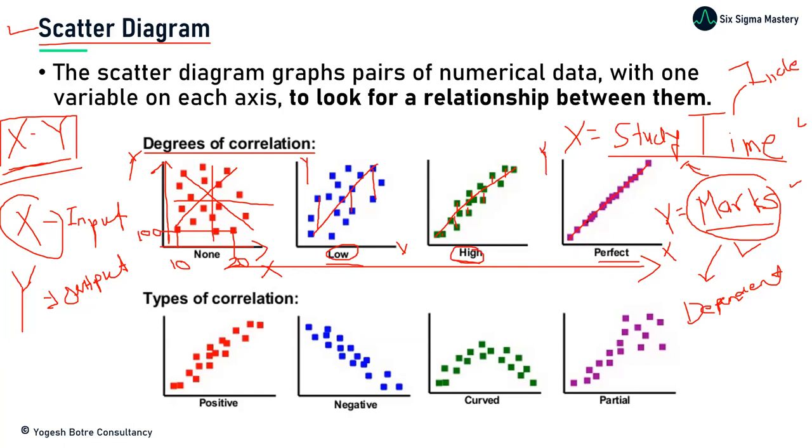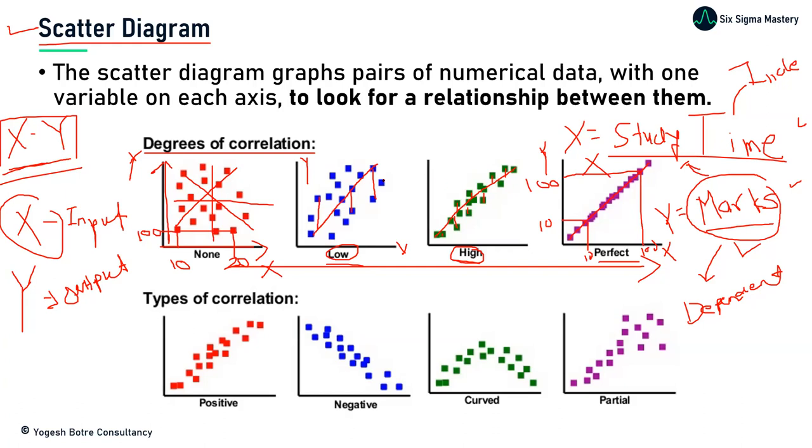For example, if I change X by 10 points, Y will also change by 10 points. If I change X by, let's say, 100 points, Y will also change by 100 points. That means there is a perfect relationship. And in reality, this never exists. Unless and until you are manipulating the data, this doesn't exist in reality.